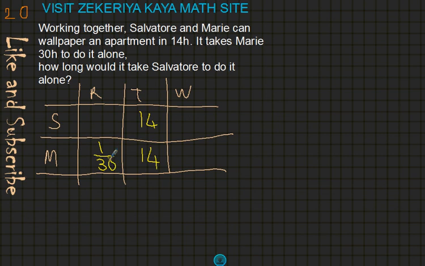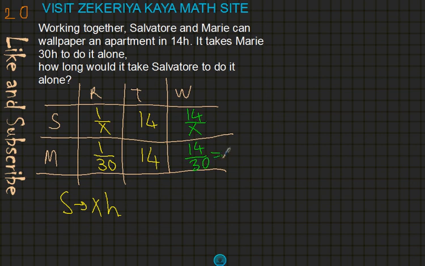Now, what is the question? How long will it take Salvatore to do it alone? We don't know this. So, let's say he can finish it in x hours, and his rate will be 1 over x. From here we will get the work which they did. 1 over x times 14. 1 over 30 times 14.